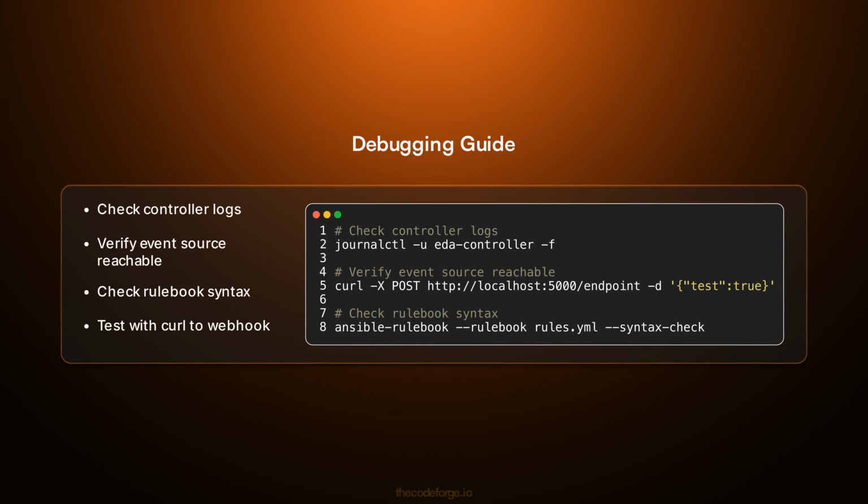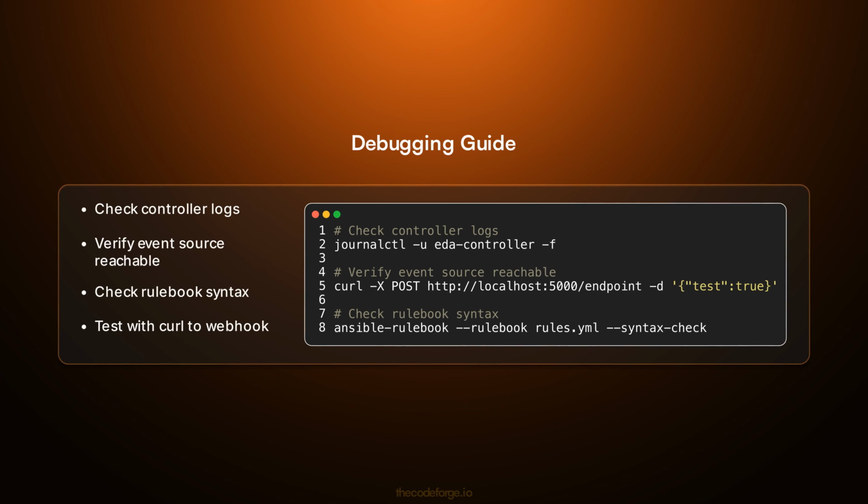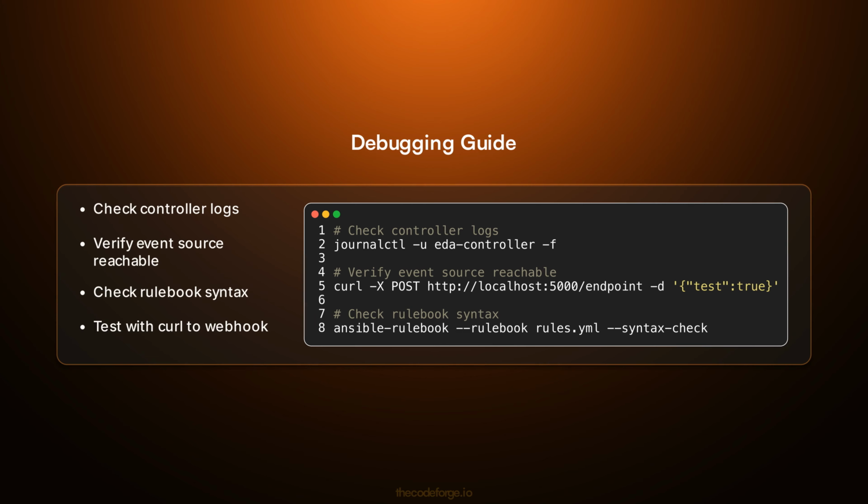When things go wrong, start with the controller logs using journalctl. Verify the event source is reachable with a curl POST. Finally, check the rulebook syntax with the syntax check flag.